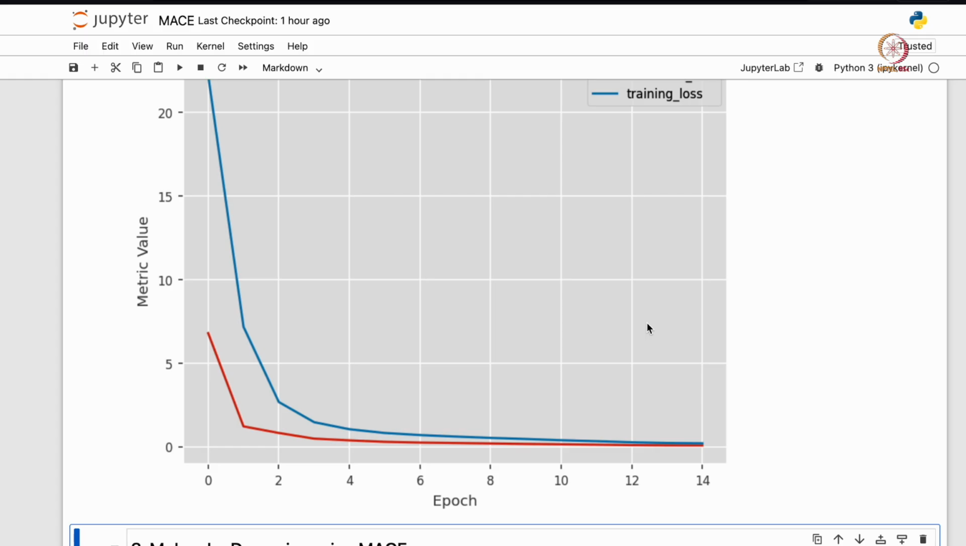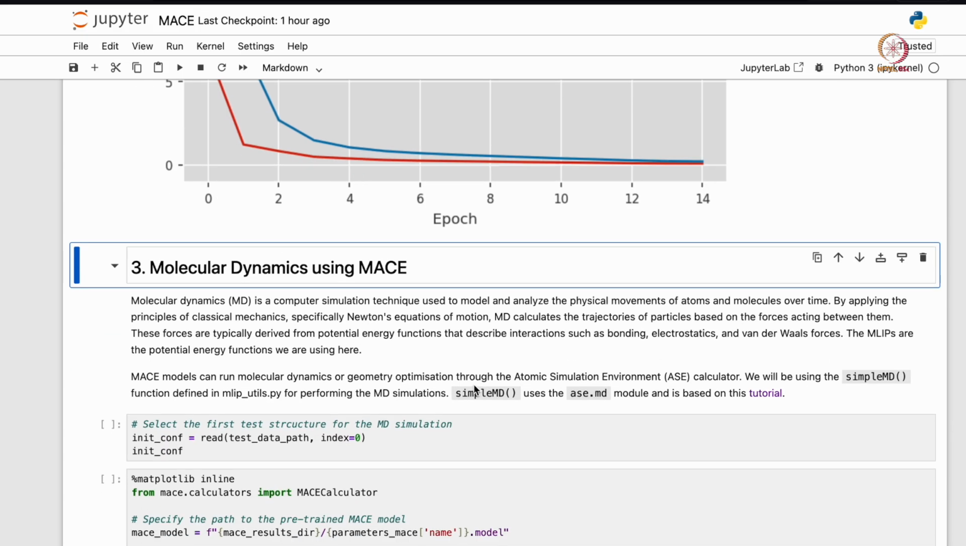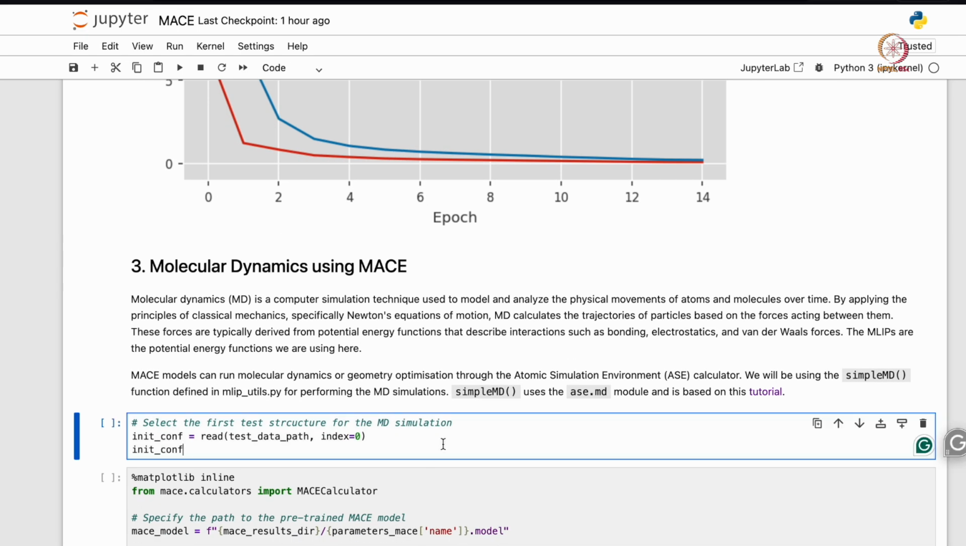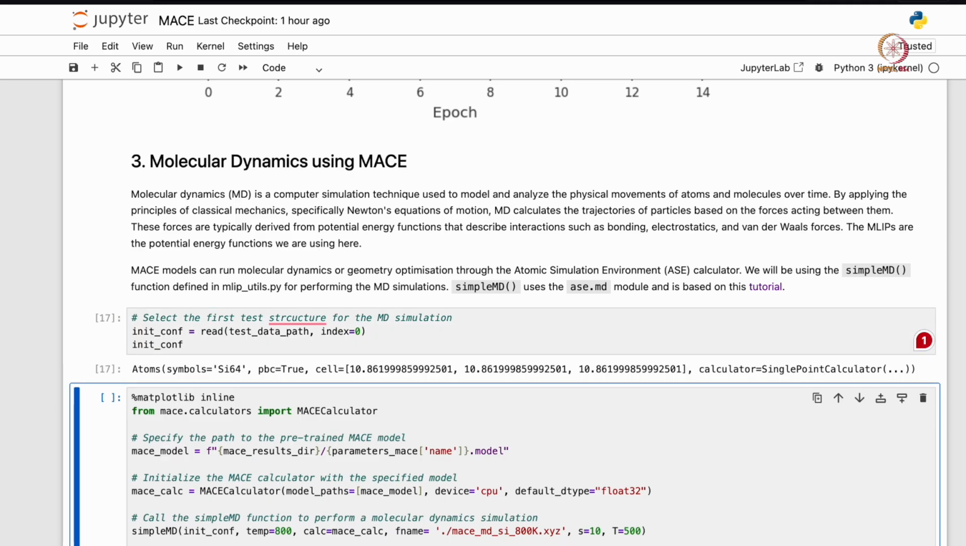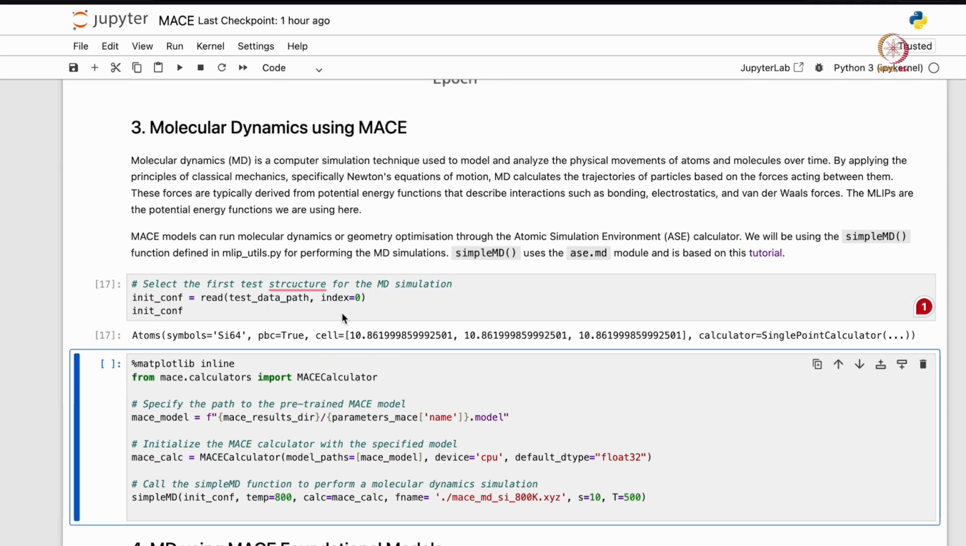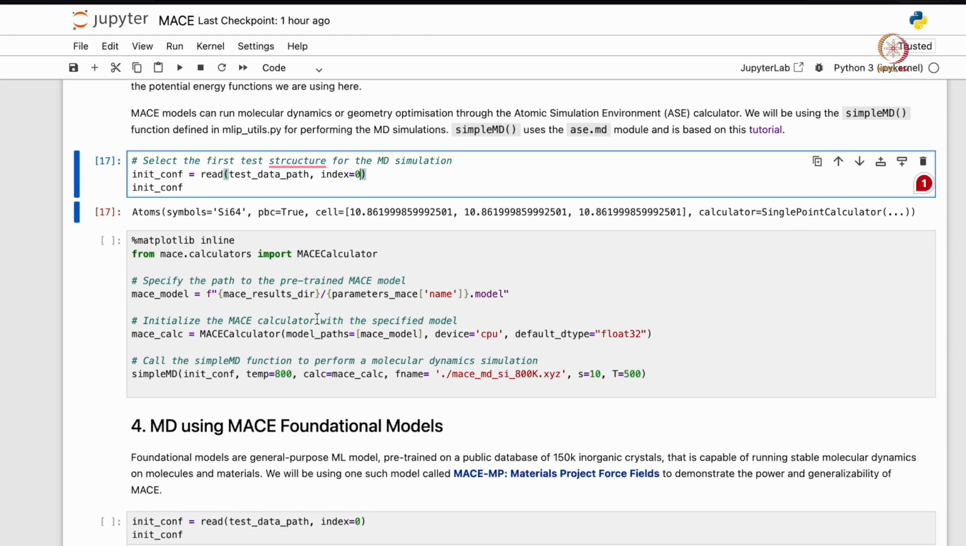Okay, so now that we have a trained potential, let's try to do molecular dynamics using MACE. So what we will do is we will use the MACE calculator, which is in this ASE, the atomic simulation environment package. Okay, and we will just take one of the structures. So we take the index 0 structure, one of the configurations from this test file that we have defined before. So we are taking one of the structures in the test set and not in the training set.